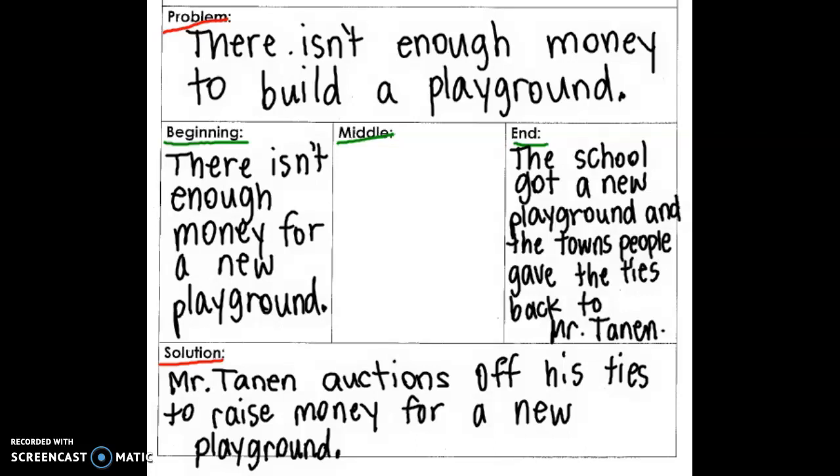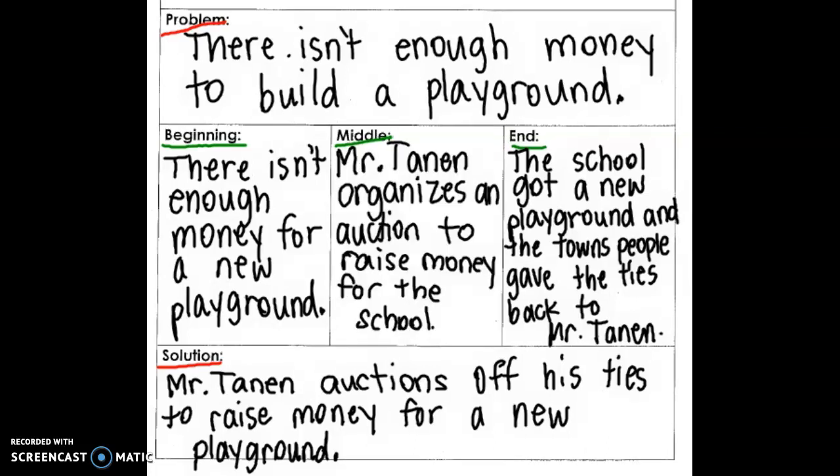Tannen. So now we have the middle of the story. What was the big event that happened in the middle of the story? So we're thinking there wasn't enough money, and then in the end they get the new playground. So what was the big event in the middle of the story that helped them get the new playground? And you pause, try to think of it, and put your answer in your box. So in that middle box, I wrote, Mr. Tannen organizes an auction to raise money for the school.